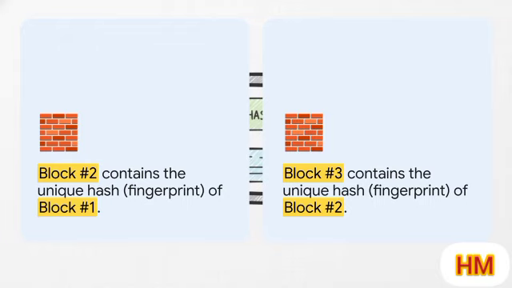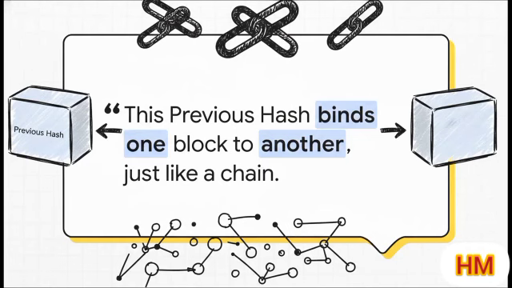So here on the left, we've got block number 2. If you look inside its previous hash field, what's in there? It's the unique fingerprint from block number 1. Then look at block number 3 on the right. It does the exact same thing. It stores the unique hash from block number 2. See, each block is pointing back to the one that came before it. The source material we're looking at puts it perfectly. It says, this previous hash binds one block to another, just like a chain. That's not a metaphor, it's literally what's happening. This is what puts the chain in blockchain.